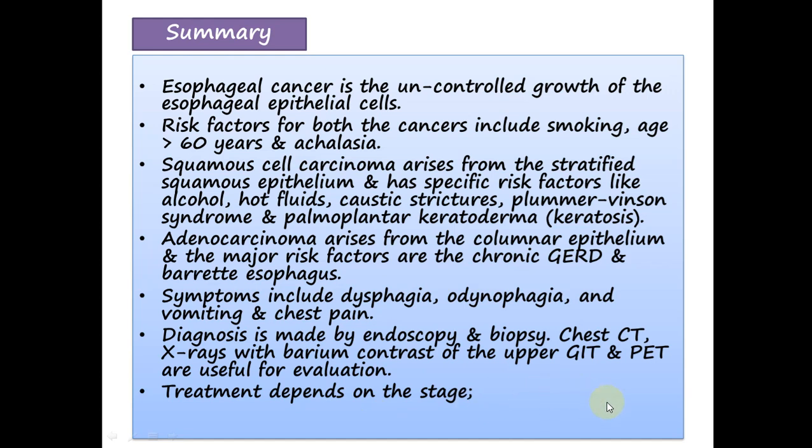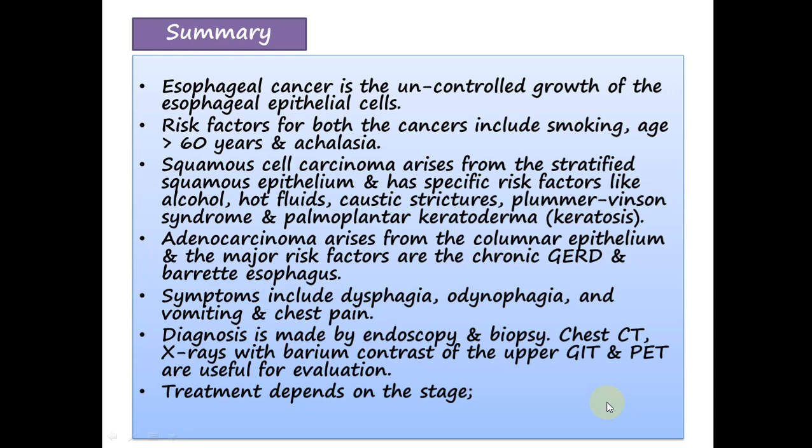Diagnosis is made by endoscopy and biopsy, and chest CT, barium contrast X-rays of the upper gastrointestinal tract, and positron emission tomography are used during the course of the disease to evaluate the response to the therapy and the aggressiveness of the tumor, whether the tumor is responding to the chemotherapy or not, or whether it has caused a complication in the form of an ulcer or stenosis or not.